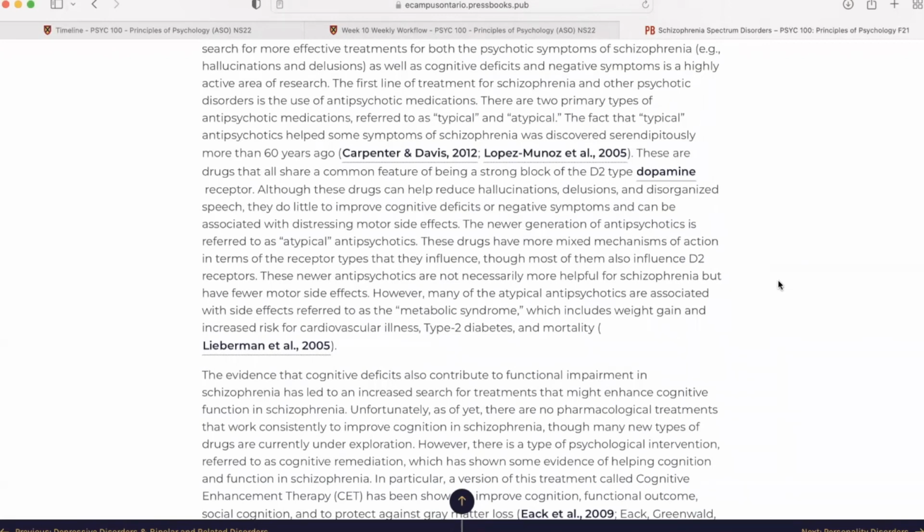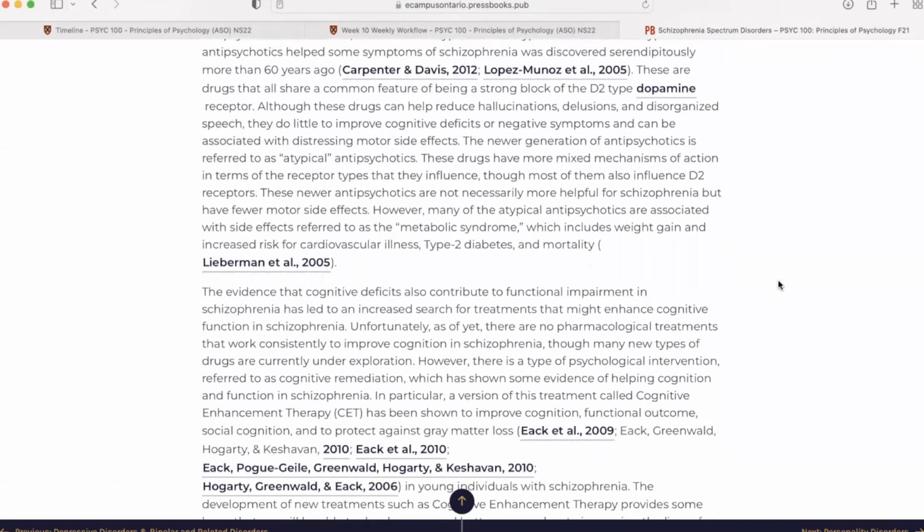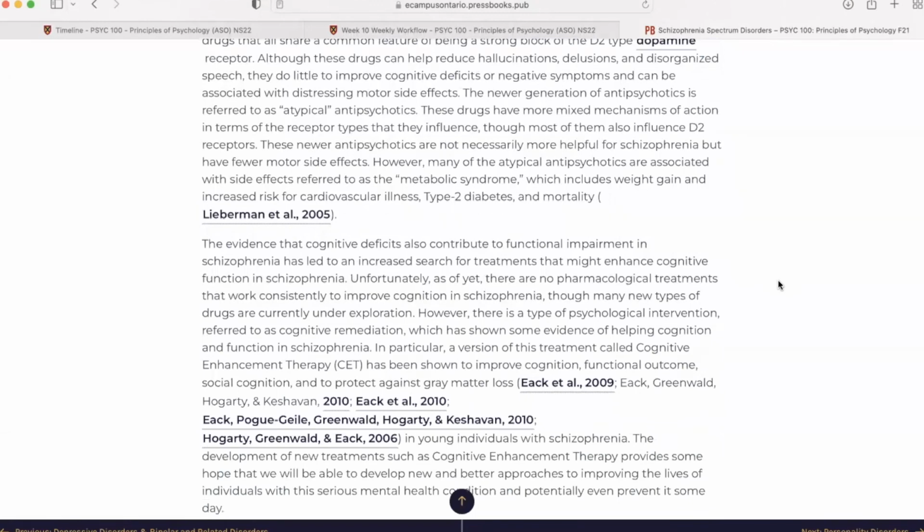The newer generation of antipsychotics is referred to as atypical antipsychotics. These drugs have more mixed mechanisms of action in terms of the receptor types that they influence, though most of them also influence D2 receptors. These newer antipsychotics are not necessarily more helpful for schizophrenia, but have fewer motor side effects. However, many of the atypical antipsychotics are associated with side effects referred to as the metabolic syndrome, which includes weight gain and increased risk for cardiovascular illness, type 2 diabetes, and mortality.